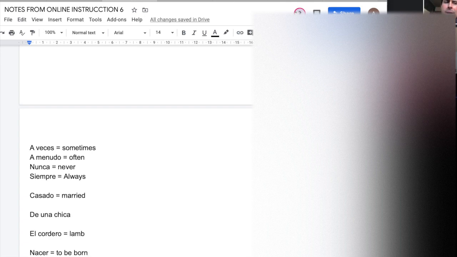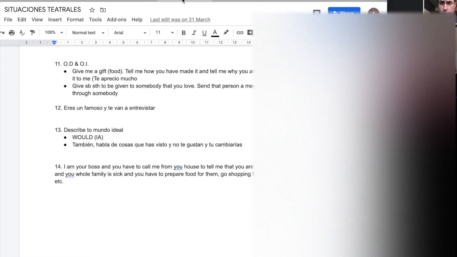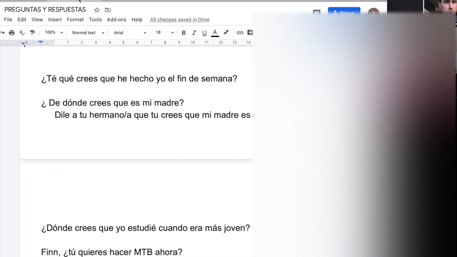Creo que más o menos Idaho. Bien, perfecto. Más o menos no. En Idaho, en Boise. Nació en Idaho. Mi madre nació en Idaho. Es perfecto, genial. Finn, vosotros, vuestra familia, ¿habéis estado en Idaho alguna vez? Sí, visitamos Boise una vez. Bien, mi madre nació en Boise.